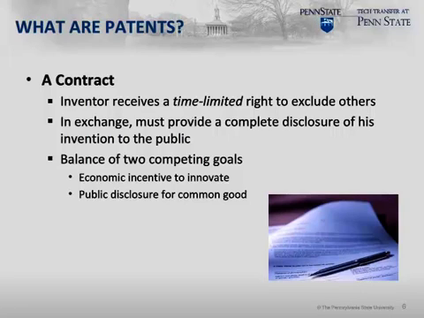What rights are conferred to an inventor? It must be understood that a patent is a contract between the inventor and the government. The inventor receives a time-limited right to exclude others from making, using, selling, or offering to sell the product. In exchange for this privilege, the inventor must provide a complete disclosure of his invention to the public. The government's policy is to balance two competing goals: economic incentive to innovate versus public disclosure for common good.